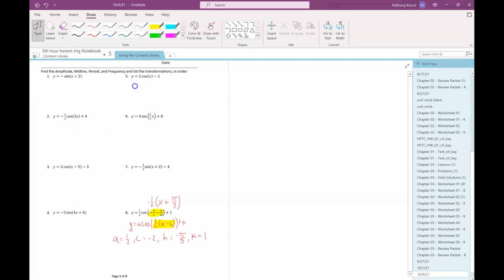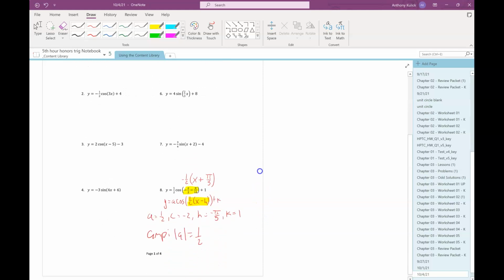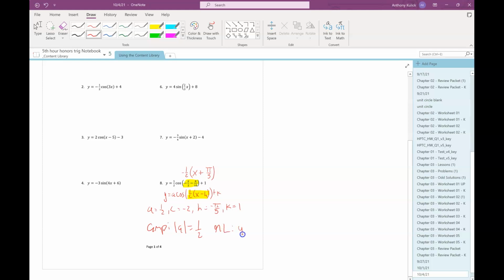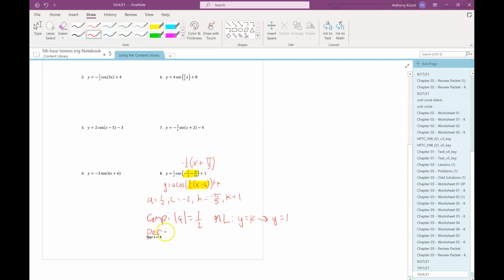So we're also asked for the amplitude. Well, the amplitude is just the absolute value of a, so that's just 1/2. The midline, which is y equals k, so here we have y equals 1. The period, which is 2 pi times c, so in this case that's going to be 4 pi. And then the frequency, which is the reciprocal of the period, so 1 over 4 pi. And then I think it also asks to describe the transformation in words.